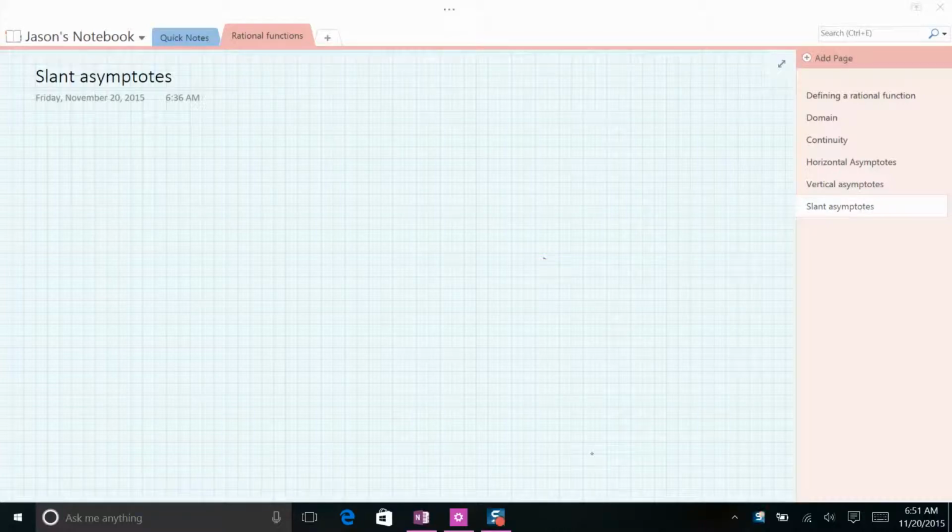Okay, a slant asymptote is another version of end behavior. In other words, what the graph of a rational function will tend towards as x gets really large.